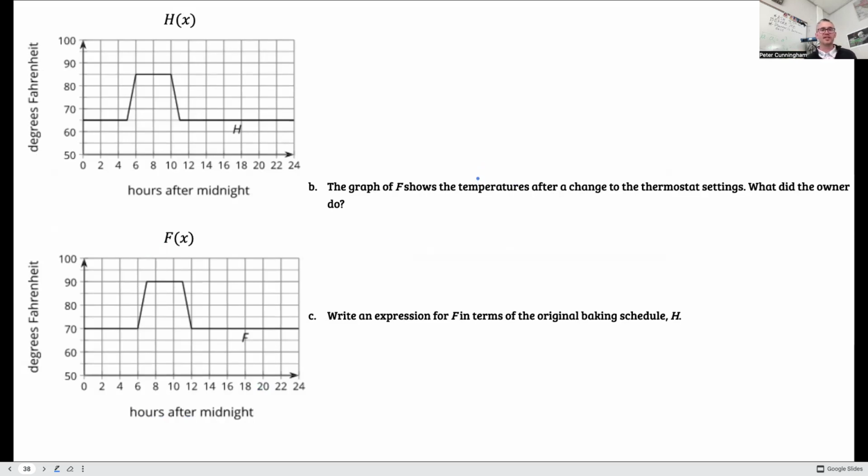Okay, let's look at f. This question was looking at f of x. Okay, so let's compare these. What is different? All right. Your original graph, when did it open? Opened at 5 a.m. This new graph, f of x, when does it open? 6 a.m.